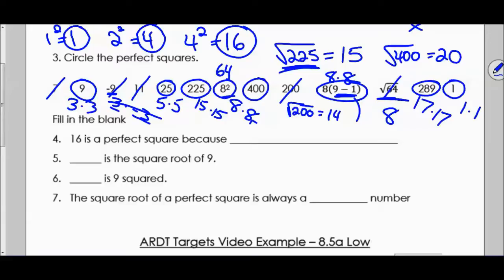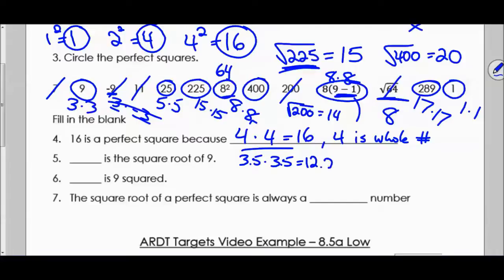Alright, so we're just going to try to fill in the blank. 16 is a perfect square because, why is 16 a perfect square? There's a bunch of different ways we can describe that. The easiest way I have to describe it is because 4 times 4 equals 16, and 4 is a whole number. Alright, the reason I can't just write this first part is that 3.5 times 3.5 would give you 12.25. That's not a perfect square. Just because we have 2 numbers times themselves giving us this number doesn't mean this is a perfect square. It's not. It's important that 4 is a whole number. Okay.